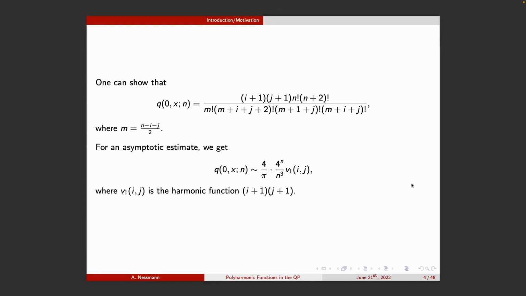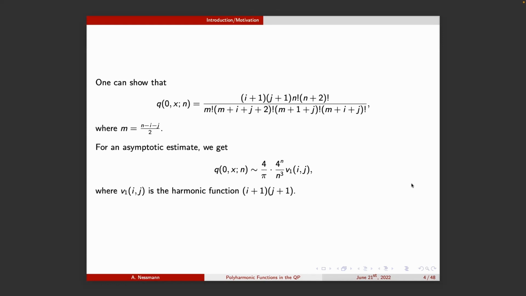For a first estimate, we get an exponential term, a polynomial part, and then the only dependence on the point x, because i and j are the components of this x, the only dependence on the endpoint of the path is the harmonic function i times j.